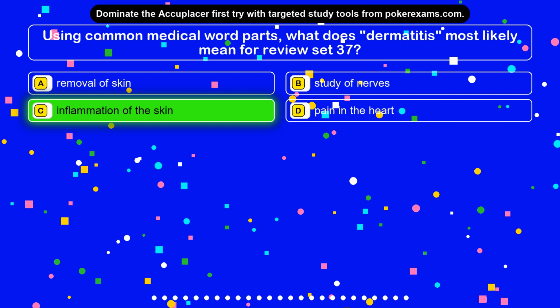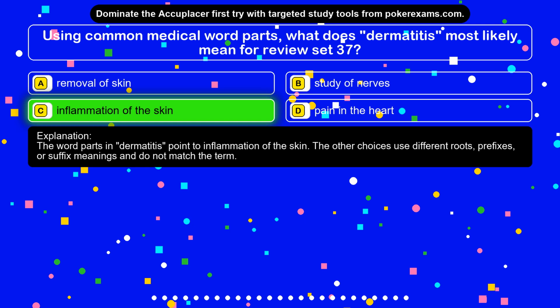The correct answer is option C. Inflammation of the skin. The word parts in dermatitis point to inflammation of the skin. The other choices use different roots, prefixes, or suffix meanings and do not match the term.